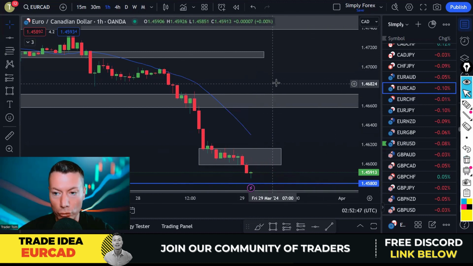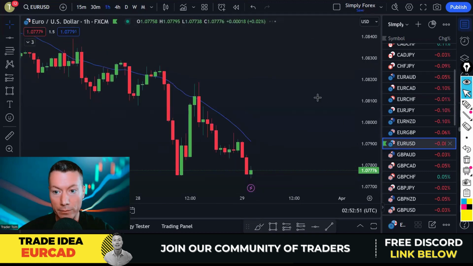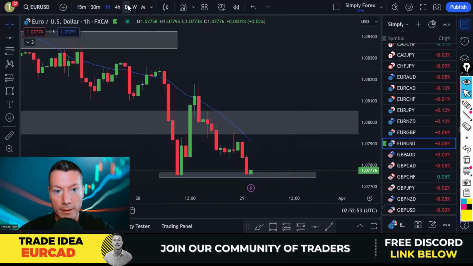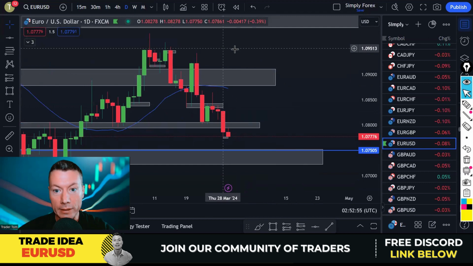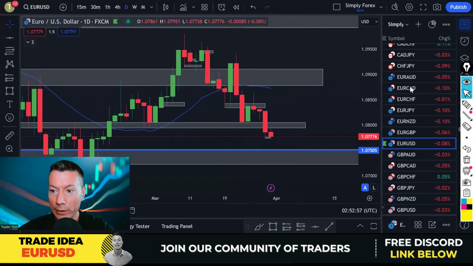We're seeing a bit of Euro weakness creep in yesterday. And we're also looking at Euro US dollar. So again, we're looking to sell this. Why are we looking to sell it? Well, structure, first of all. So structurally, the trend is in a downtrend, right? We're getting lower highs, lower lows.